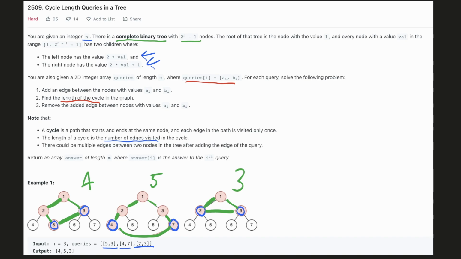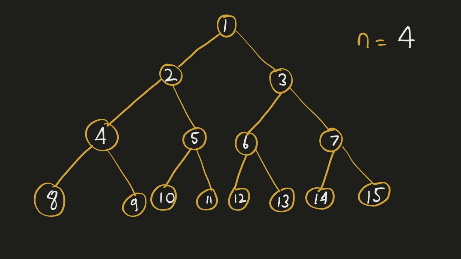Let's try to come up with an intuitive solution for this. Let's try to understand more about this problem using this example. Let's say in our query we are given these two nodes. When we connect them to form a cycle, it will be of length 3. And let's say if we have these two nodes, then if we form a cycle, it will be of length 4. But what happens if we have these two nodes given in the query?